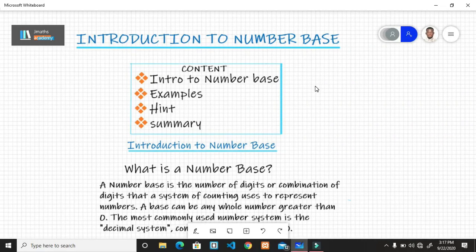Welcome back. In today's class, we'll be looking at the introduction to number base. Now let's quickly look at what we have in the content. Today I will introduce you to number base, I will solve some examples, I will give you a hint, and I will give you the summary for today's class.